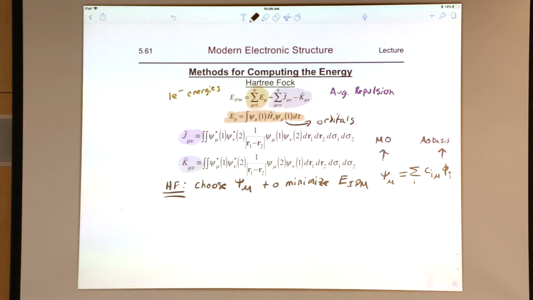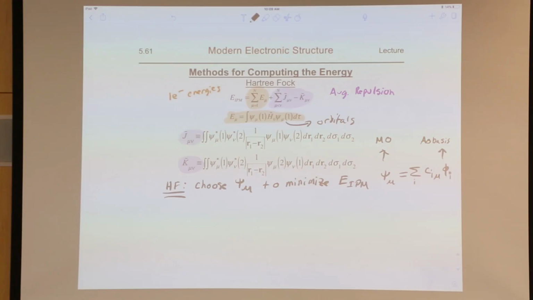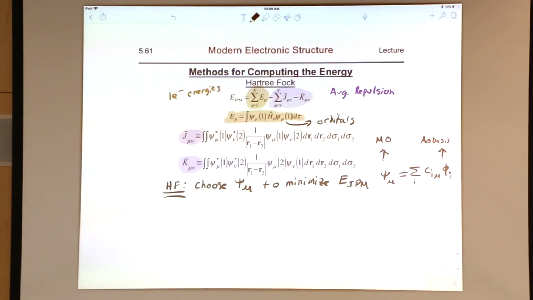And because the orbitals are defined by these coefficients, I can think of this energy as a function of the coefficients C. So I can say, all right, that means that I have an independent particle model energy, which depends on these coefficients C.